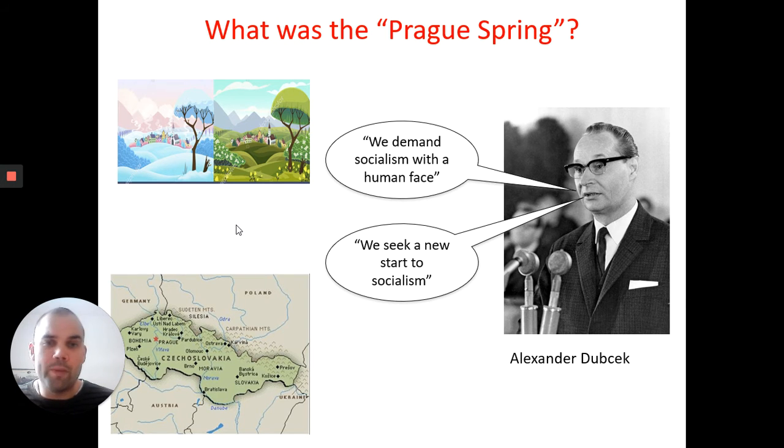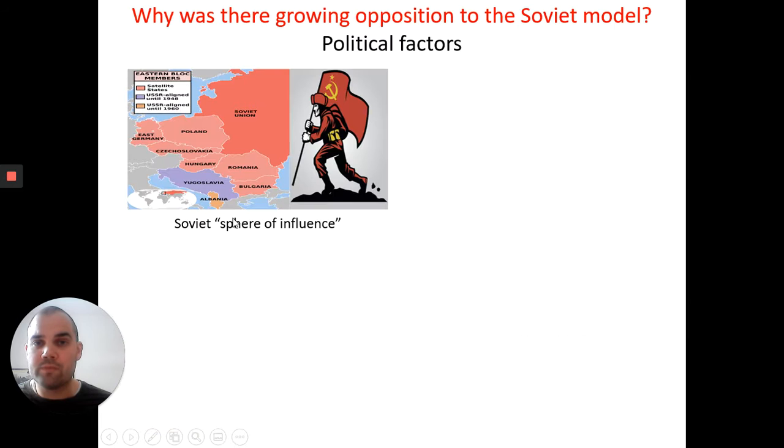So they were trying to reform it in a new direction to make it genuinely popular with the people. The key leader of the Prague Spring, Alexander Dubček, famously said that they were seeking a new start to socialism. So a new start to socialism, not replacing it with capitalism. And he described his political program as socialism with a human face. This was an attempt to make socialism in Czechoslovakia more democratic, more popular, and more liberal and free. So that's why it was nicknamed the Prague Spring.